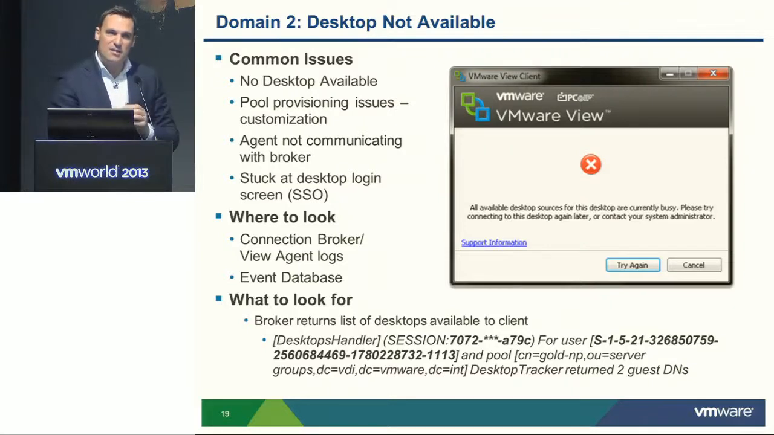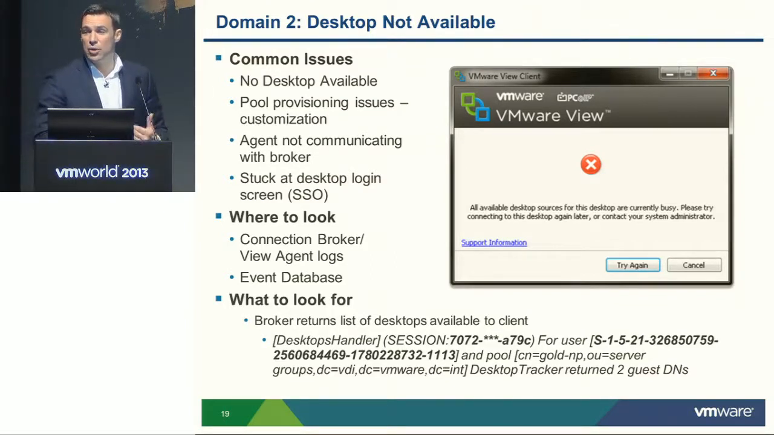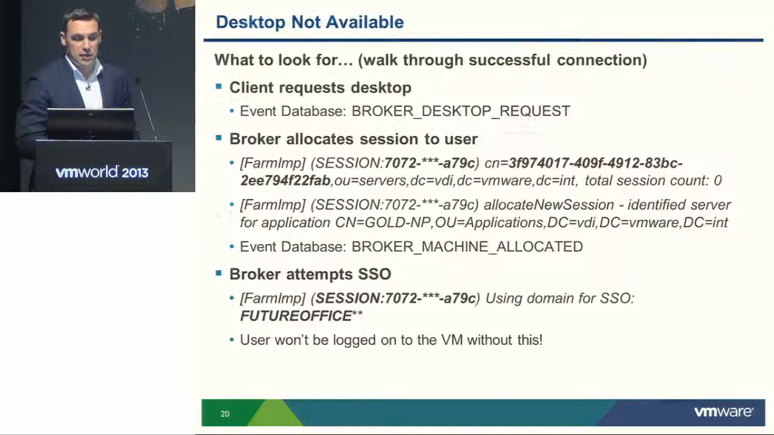And you can understand and see if this actually happened for your client, your user, by this particular information here. So I've got the user's session ID and seeing whether or not a pool of desktops was returned to that user. And you can see here that a pool was returned, or at least a number of desktops was identified for that particular user. So we know that they have an entitlement within View, and that pool was returned to the client.